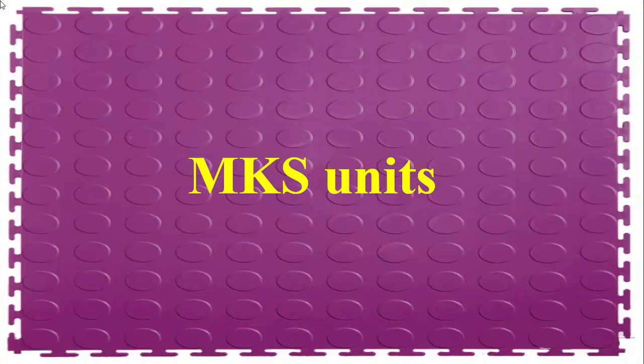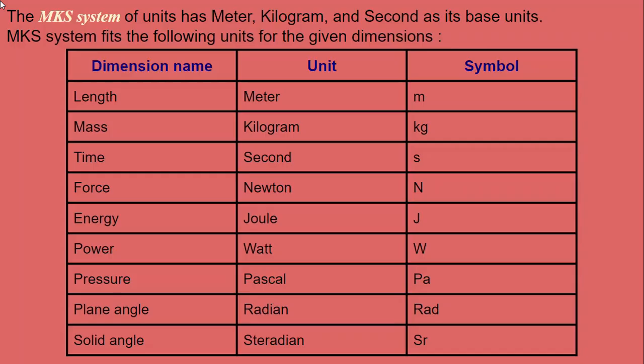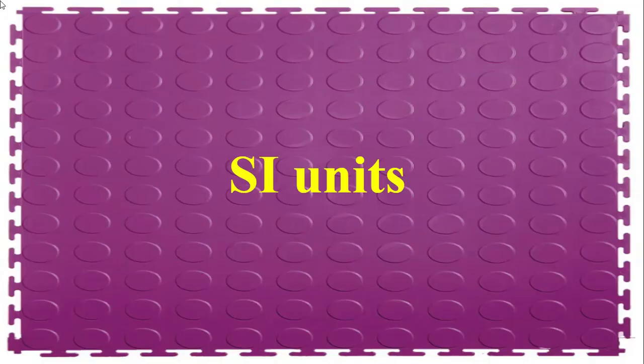What are M.K.S units? The M.K.S system of units has meter, kilogram, and second as its base units. The M.K.S system fits the following units for the given dimensions. Here are the dimension name, unit, and the symbol, covering the dimensions length, mass, time, force, energy, power, pressure, plane angle, and solid angle. What are SI units?